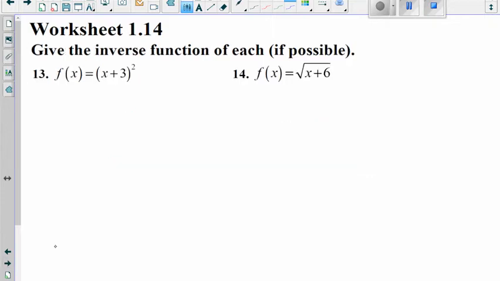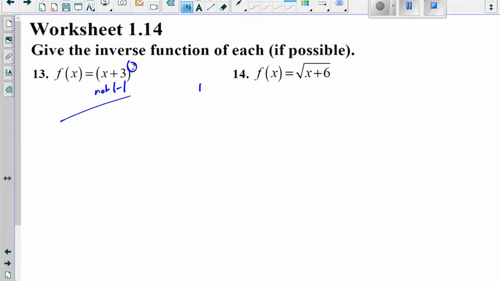So number 14, I put 13 on there because that's a parabola. It's squared. This is not one-to-one. There's no fix to it, so we can just quit. That's not possible. Okay, that's why there wasn't an answer on 13.